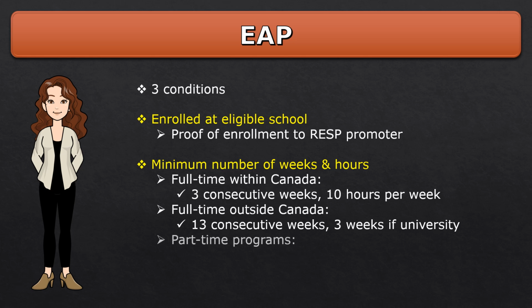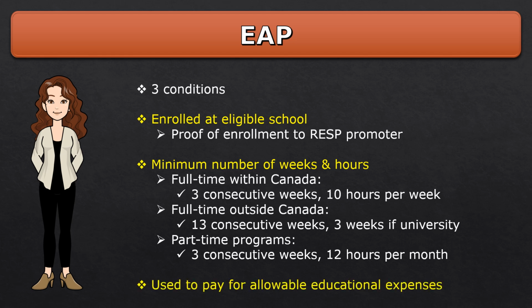Part-time programs must last at least 3 consecutive weeks and require the student to spend at least 12 hours per month on the courses within the program. Third, the money must be used to pay for allowable educational expenses. The RESP promoter could ask for receipts as proof that this is the case.